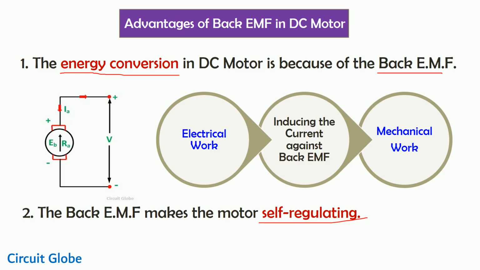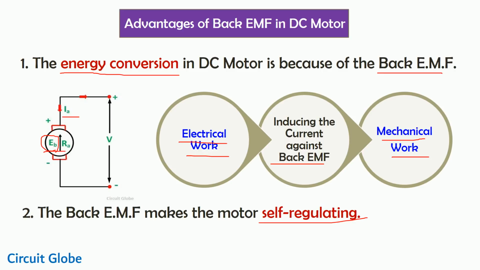Now first understand how energy conversion is done in DC motor with the help of the back EMF. As I explained earlier, the direction of the armature current and the back EMF are opposite to each other. That means we have to do some electrical work for creating the armature current against the back EMF. The total electrical work that the circuit does for inducing the current against the back EMF is converted into the mechanical work, which is the main work of the DC motor.